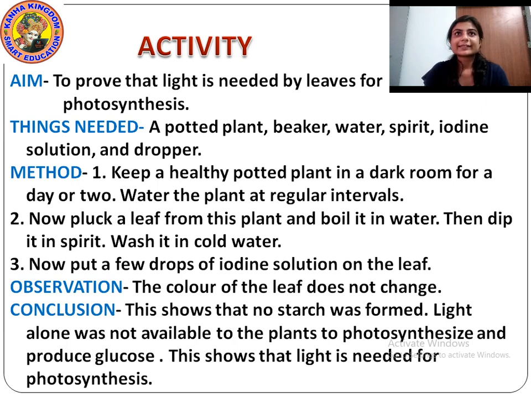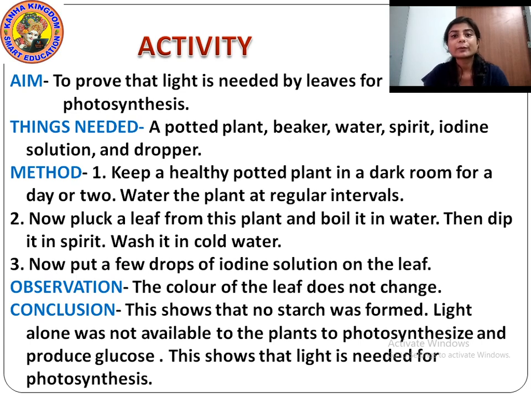And students, now the next experiment is to show that sunlight is needed by the leaves of the plant for the process of photosynthesis. To prepare food, the leaves need sunlight. And how can you prove this? The things that you need to do this experiment are a potted plant. You can take a plant, then a beaker. Beaker means a container, then water, spirit, iodine solution and dropper. These are the things that you need.